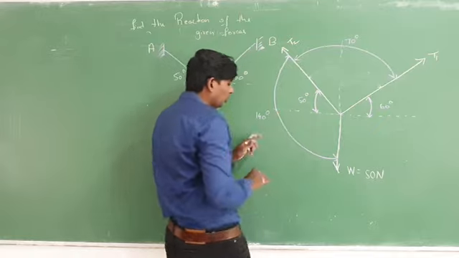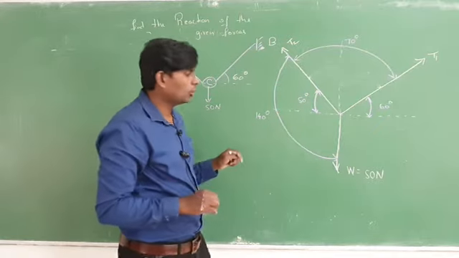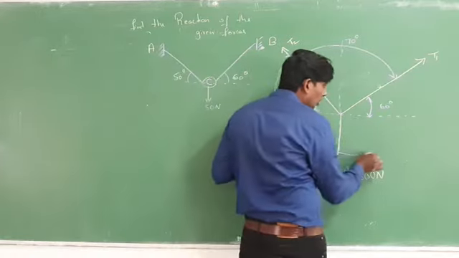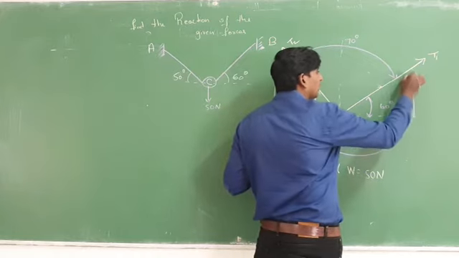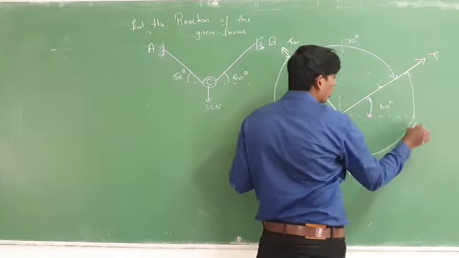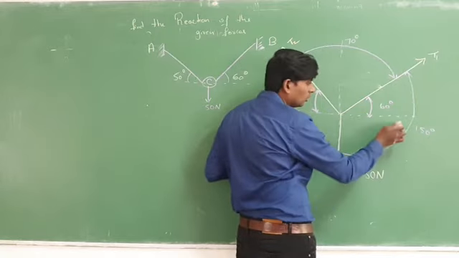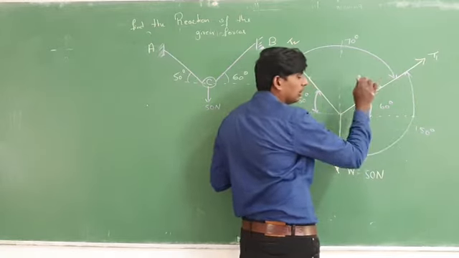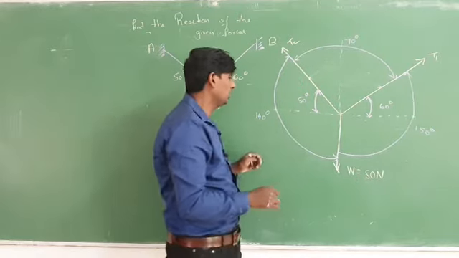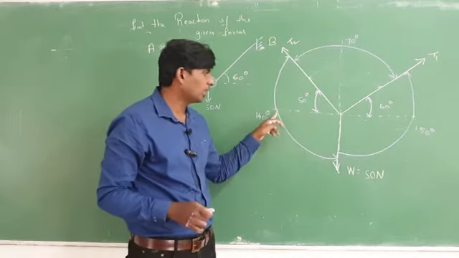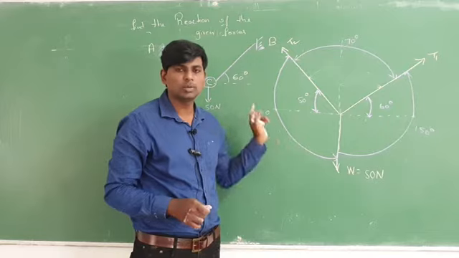140 degree. How much you can consider here? From here to here, how much is it? 90 plus 60. 150 degree. How much angle here? From here to here, how much is it? 90 plus 60. 150 degree. 90 plus 50.